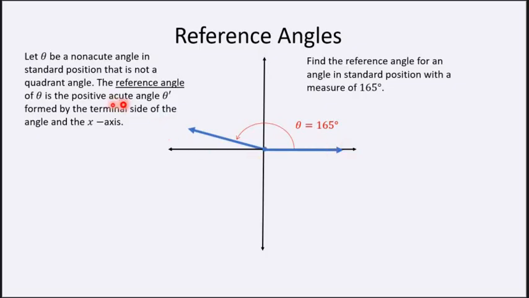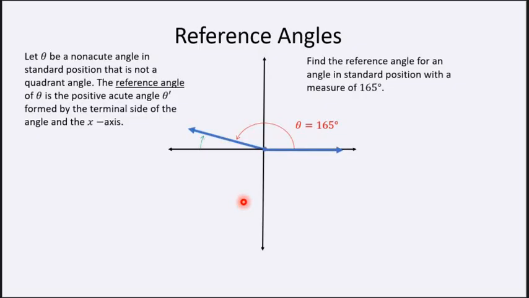And therefore, the reference angle of theta is the positive acute angle theta prime formed by the terminal side of the angle, which is this directed line segment right here, and the x-axis. So if we need an acute angle, we obviously have to measure the reference angle from the negative side of the x-axis. So the reference angle would be this little angle right here, that acute angle.